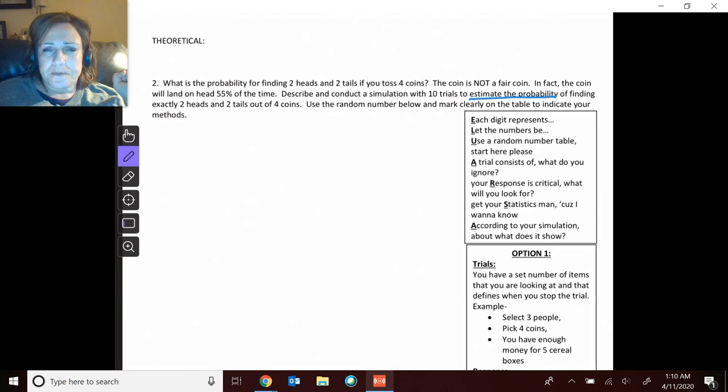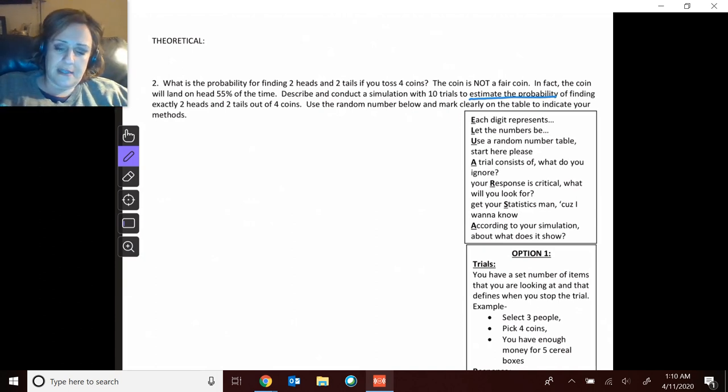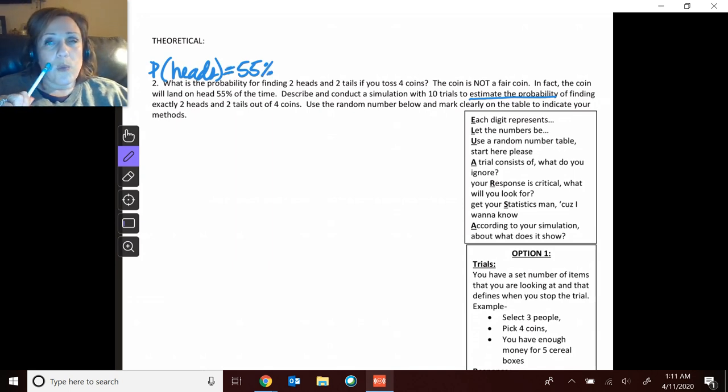So we want to find 2 heads and 2 tails. We know that the probability of heads is 55% or 0.55. Okay. Now, we actually did problems like this back in December where we would say you flip 4 coins and then I want to see exactly 2 of them are heads.